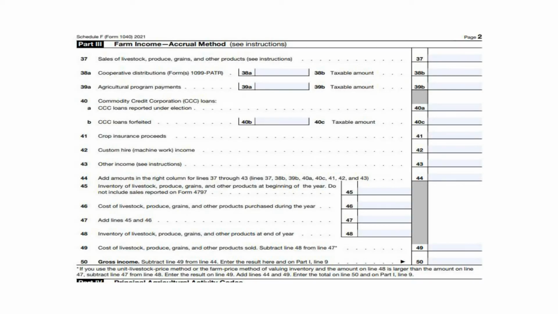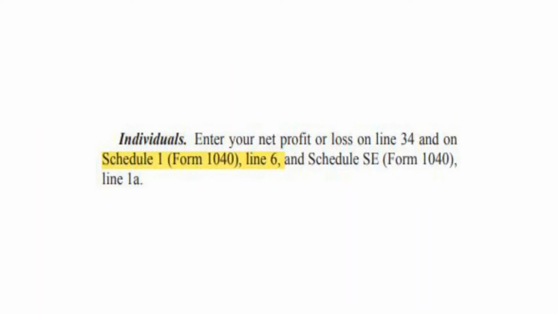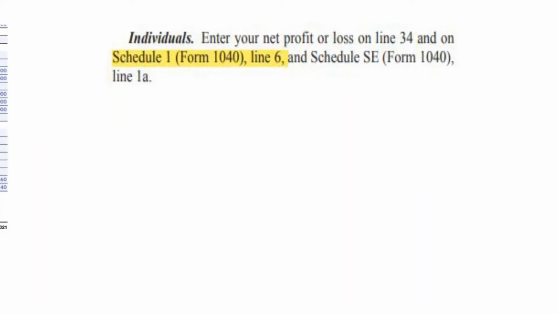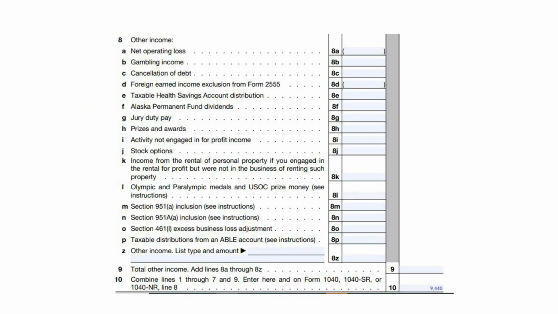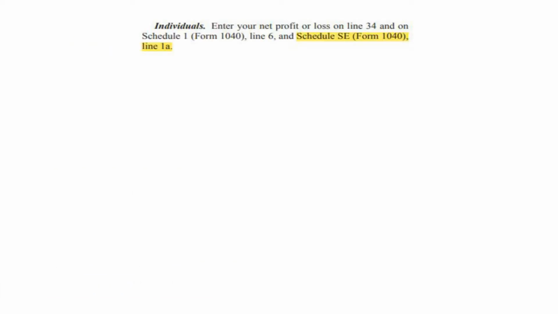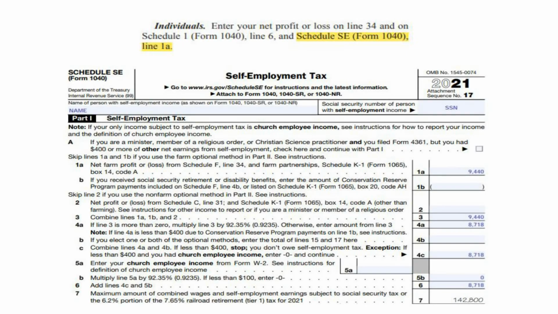You do not need to complete page 2, part 3 of Schedule F, as you were using the cash method. You need to report your net profit on Schedule 1, line 6. Carry that amount down to line 10, and then carry that over to line 8 on your Form 1040. It also needs to be put on Schedule SE, as you will need to pay self-employment tax on your profit.